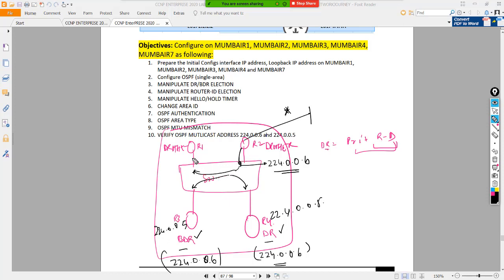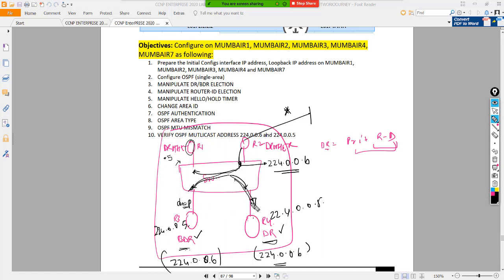The switch is going to broadcast. Unfortunately the other routers which are only listening at dot 5 are going to drop this packet. Okay, so this particular packet will be sent towards BDR and it will be sent towards DR. Now BDR knows that there is already an elected DR, so I don't have to do anything with respect to this packet. So it's going to drop that.